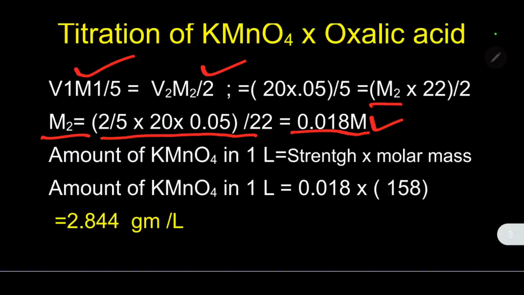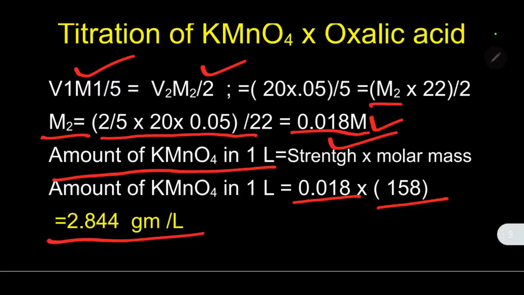So if you want to calculate the amount of potassium permanganate present in 1 liter, it is strength into molar mass. Strength I have already calculated, 0.018 M. Molar mass 158. So on multiplication I am getting the value 2.844 gram per liter. This is the correct answer for the amount of potassium permanganate present in 1 liter.